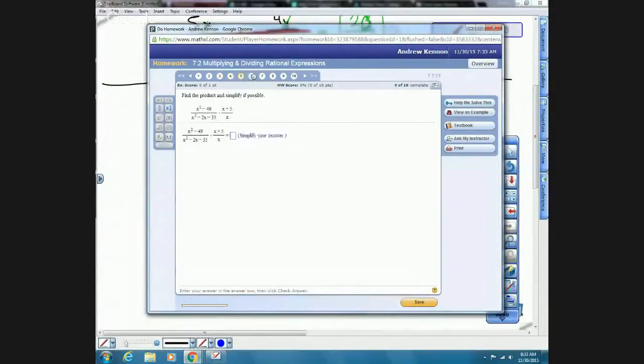Let's get one of these. X squared minus 49.